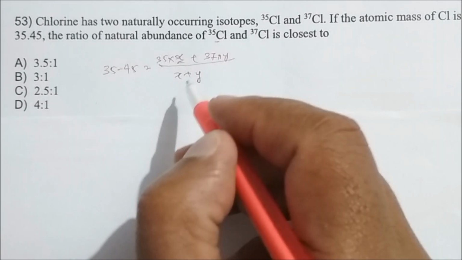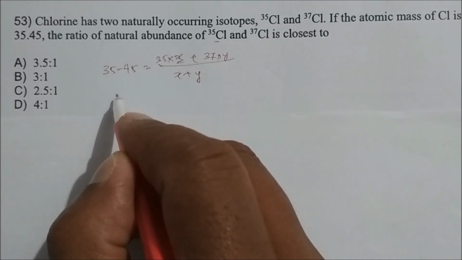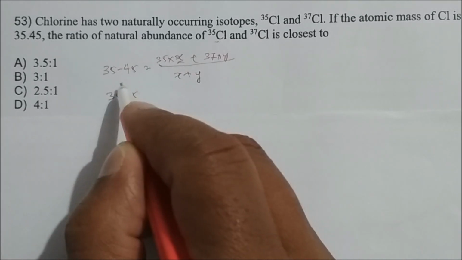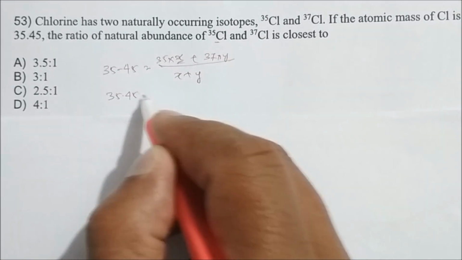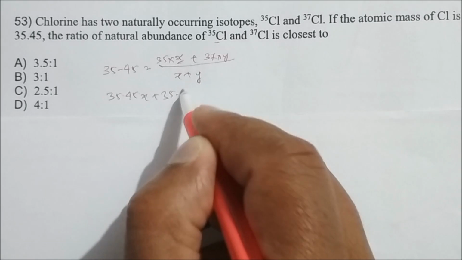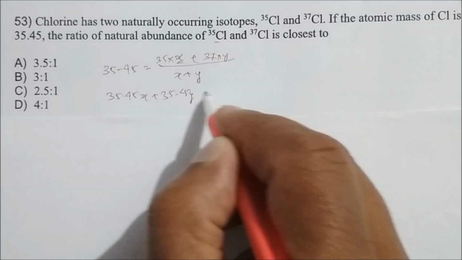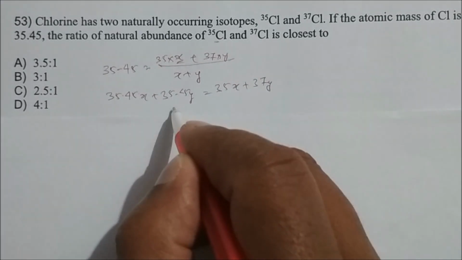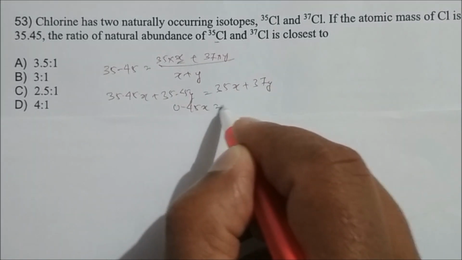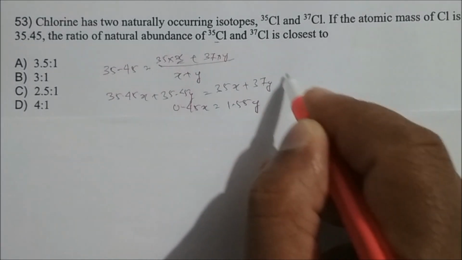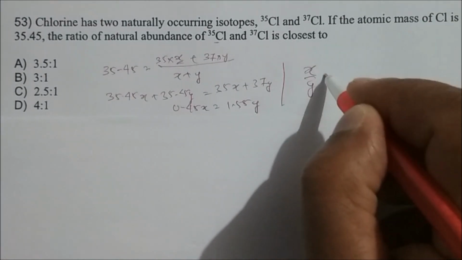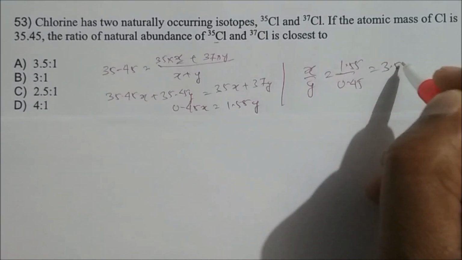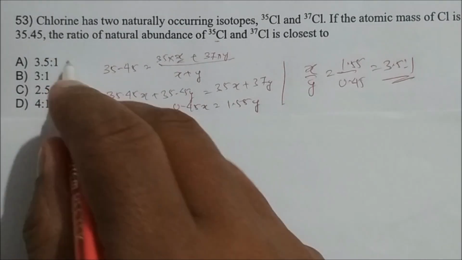So if you solve this equation, you will get 35.45 multiplied by X, and the same 35.45 multiplied by Y, equal to 35X plus 37Y. If you solve it, you will get 0.45X equal to 1.55Y, and the ratio of X by Y will be equal to 1.55 by 0.45, and this will give you 3.5:1. So in this case, this is the correct answer.